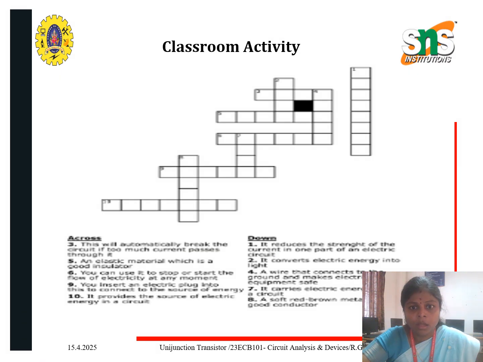Next, coming to the classroom activity. This is a crossword puzzle related to electronics, what we have studied in the previous class. We have discussed the PN junction diode and Zener diode. The classroom activity is related to that.